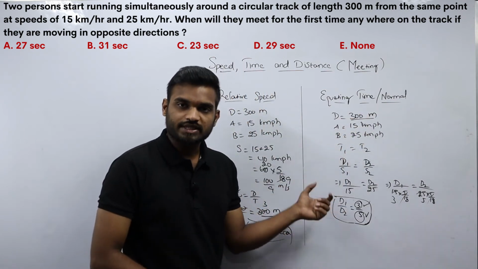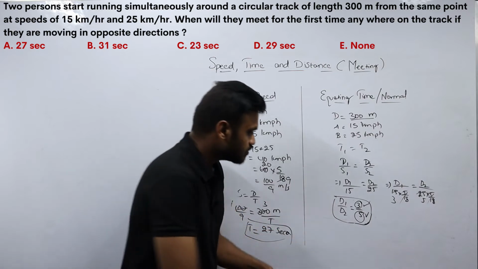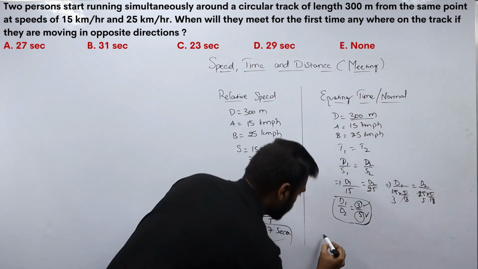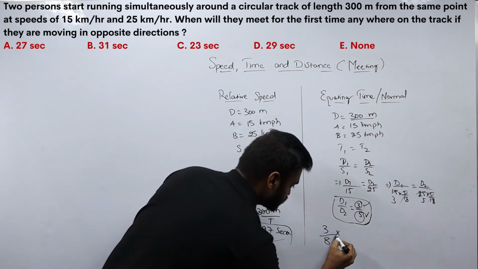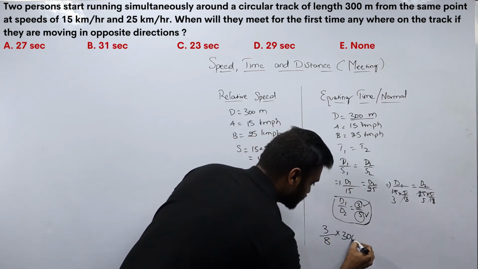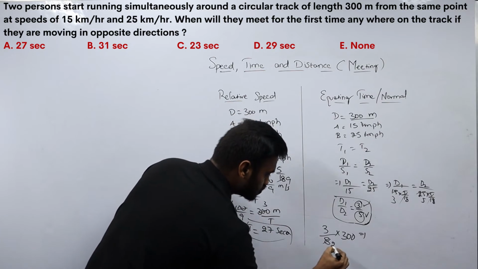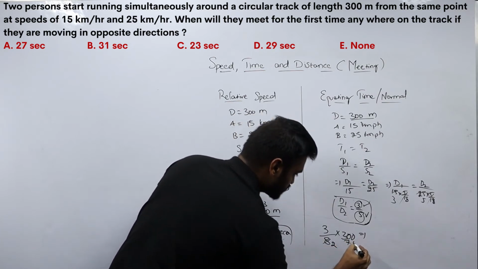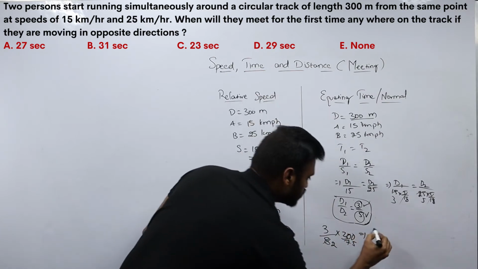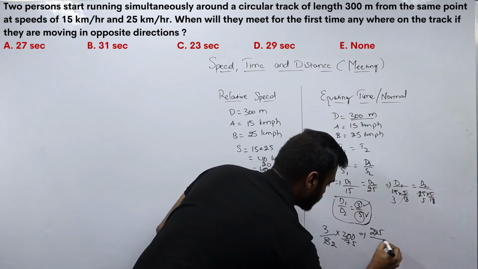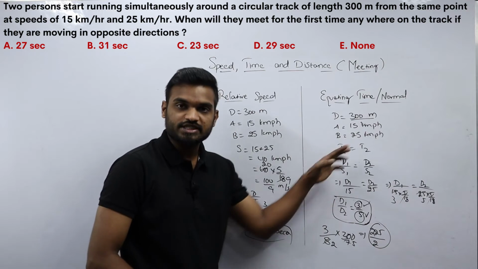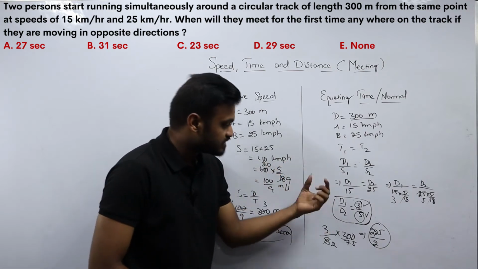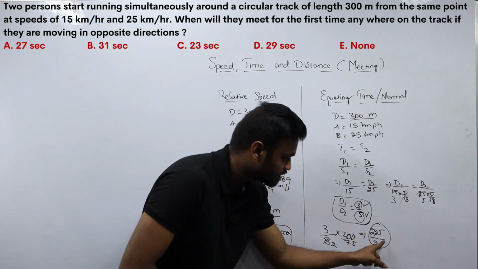Now we need to find out the distance travelled by the first person, that is only 3 parts. See here, out of 8 parts, 3 parts is travelled by the first person, that is into the total distance, that is 300. So we will get 4 2s are 8, 4 7s are 28, and 4 5s are 20. So 75 into 3, that is 225 by 2. So this is the total distance travelled by the first person to meet the second person. Now we need to find out the time taken by the first person to complete this distance.